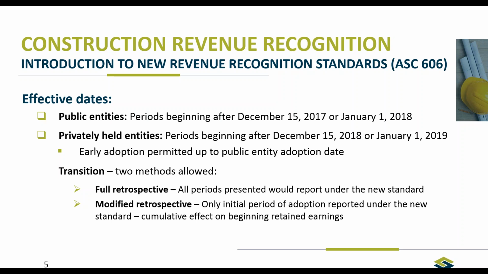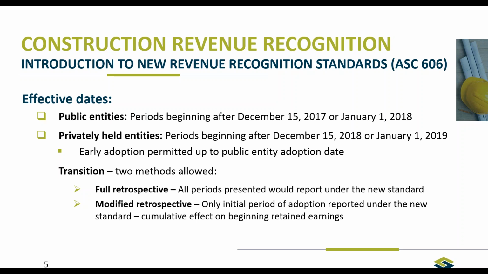There are 2 methods for transition. There's full retrospective, which means all periods presented would report under the new standard. That's related specifically to comparative financial statements. So if you're showing your financial statements on a comparative basis with both years presented next to each other, you will have to present for both of those periods the new revenue recognition standards that we're going to be speaking about today.